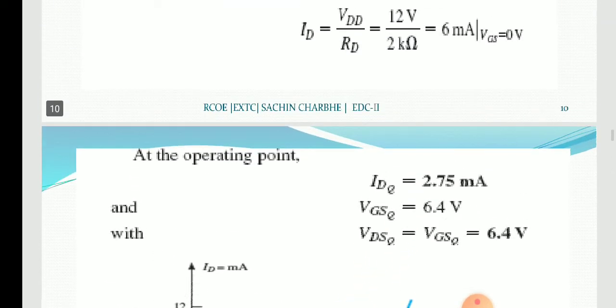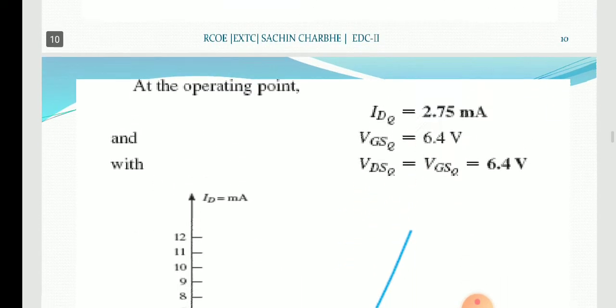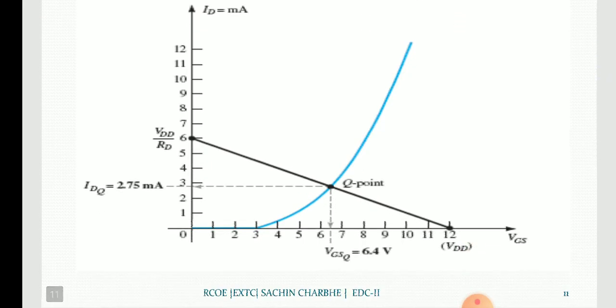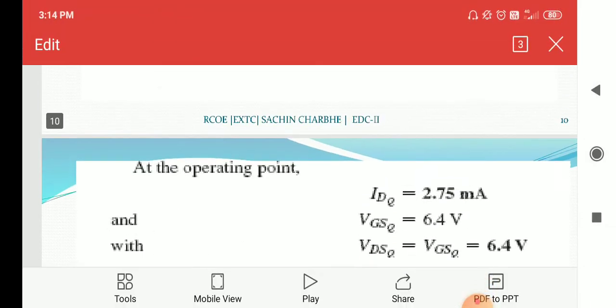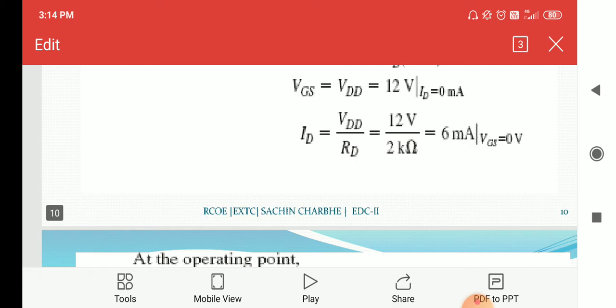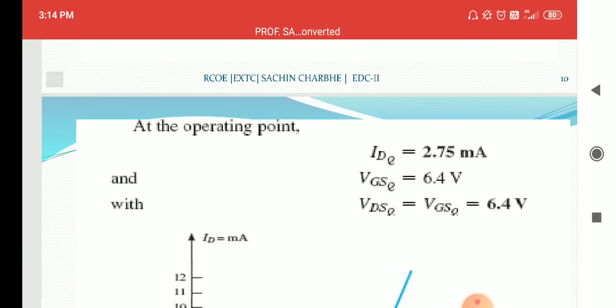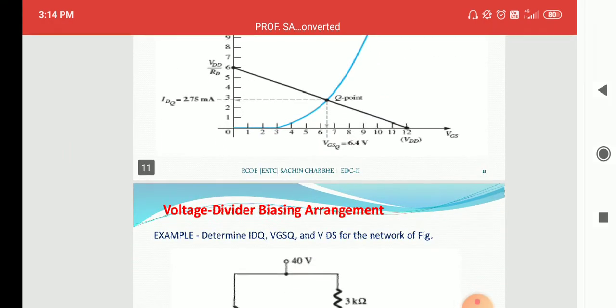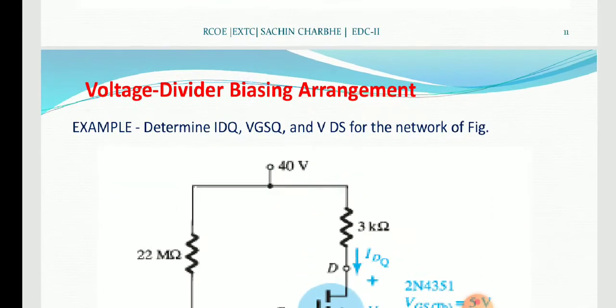we can calculate them mathematically also. That is 6.4 volt and 2.75 milliampere IDQ. So you can use any one method to solve the numerical, graphical as well as the mathematical, whichever you like or easier.